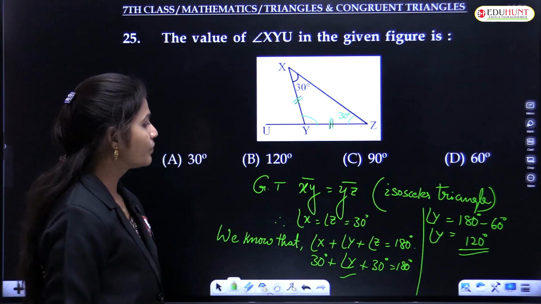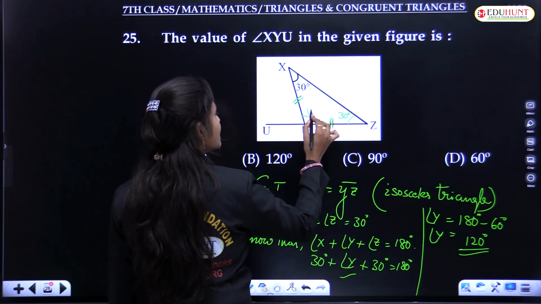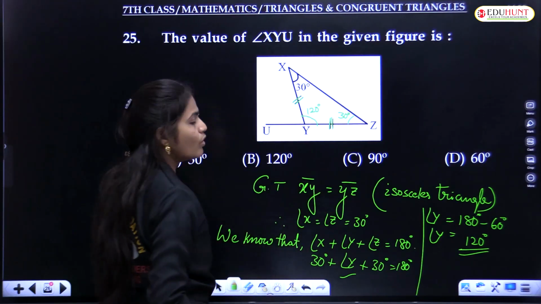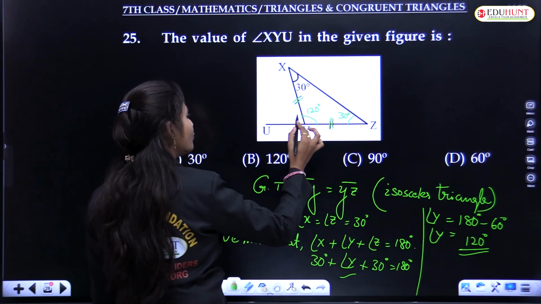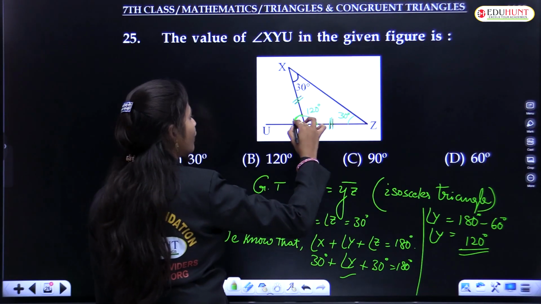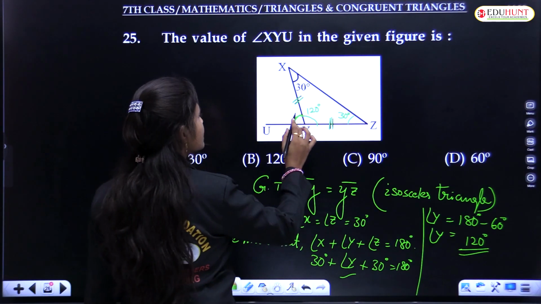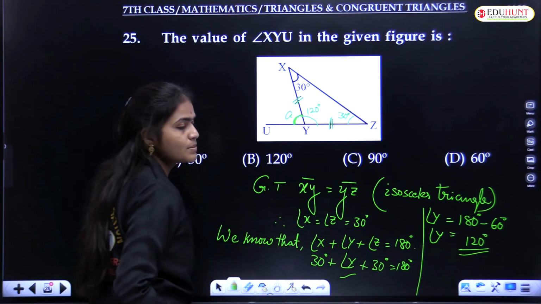Is it clear to you? So here we got that angle y is equal to 120 degrees. Now what are they asking here? Yes, we need to find angle x, y, u, which means this angle we need to find out. So let it be a, small a.